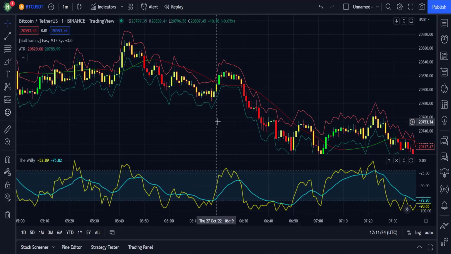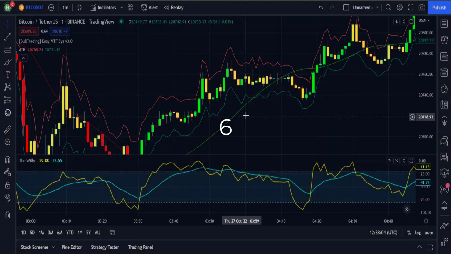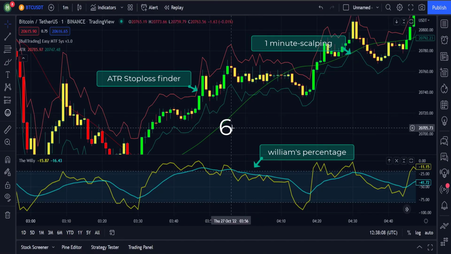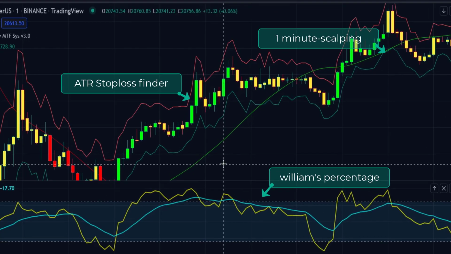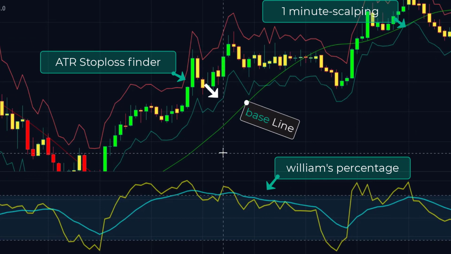Now that our chart is set, let's understand the rules for this strategy. So here are the rules for entering a buy trade. We're only going to be looking to buy if we have the following criteria met. So first, the baseline has to be colored in green, and the whole body of the candle has to be above the line. Then the Williams percentage has to issue a new buy signal.